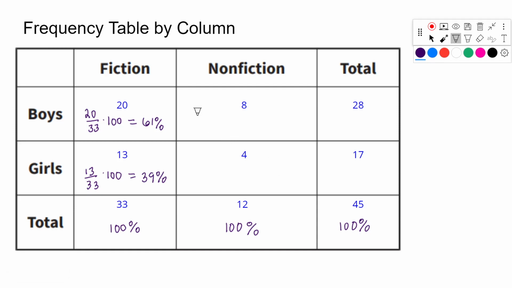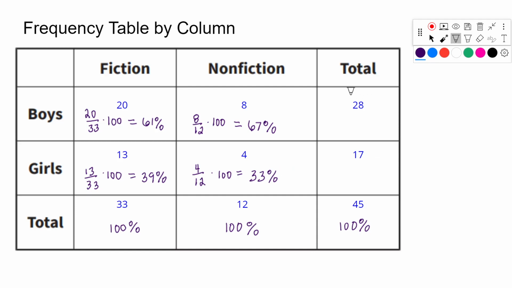Let's go to nonfiction. 8 out of 12 times 100. Well, 8 out of 12, I believe, should be 2/3. But I'm just going to take my calculator and double check that. Yes, so that is approximately 67%. So then 4 out of 12 would be the 1/3 times 100 is going to be 33%.